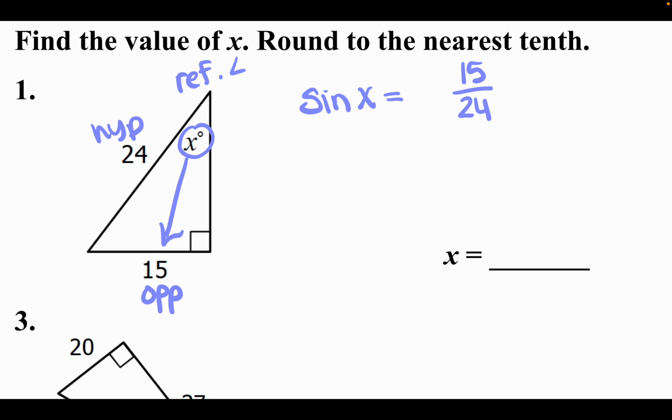Addition and subtraction are inverse. Division and multiplication are inverse. Squaring and square rooting are inverses. So sine has its own inverse, and we call that inverse sine. And we can apply that on our problem.